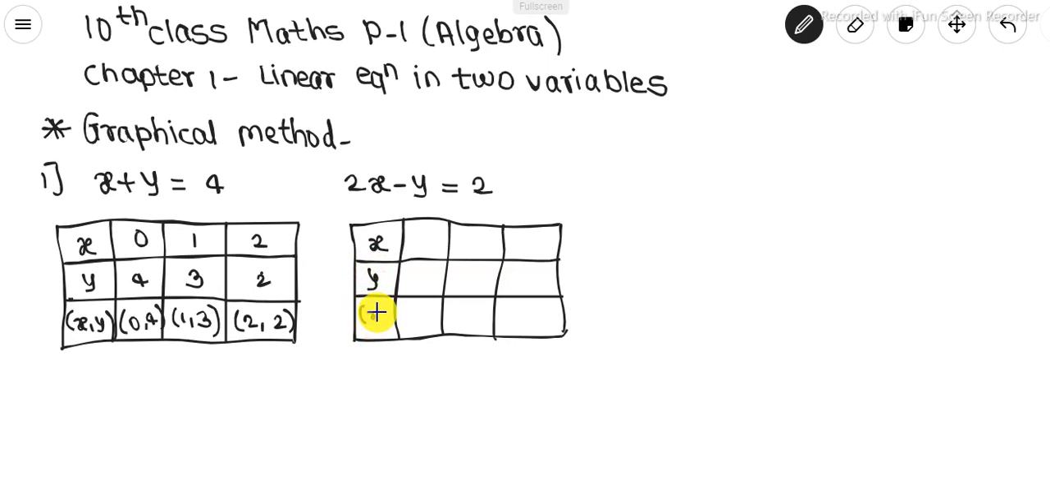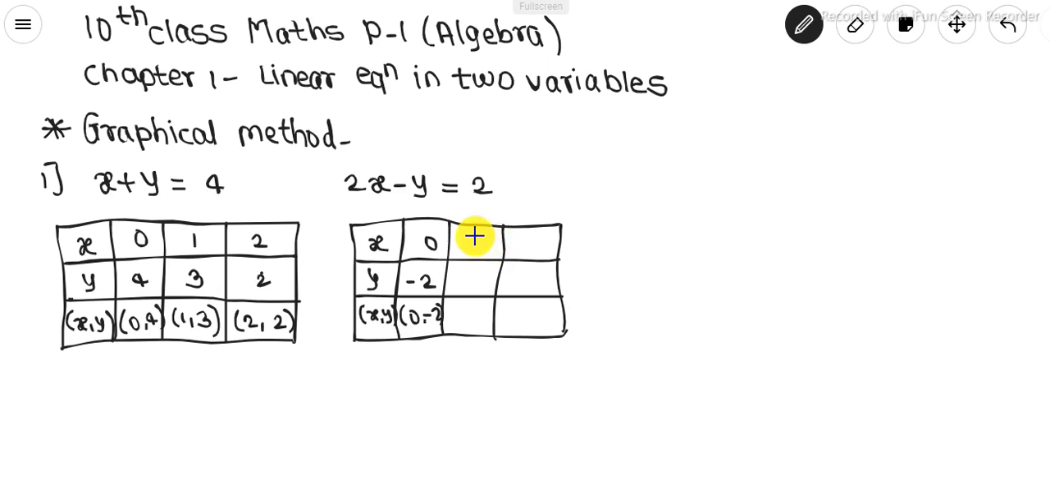We have to find out the values. Now if we put x is equals to 0, then the equation becomes minus y is equals to 2, that is, the value of y is equals to minus 2. Hence the first coordinate is 0, minus 2.